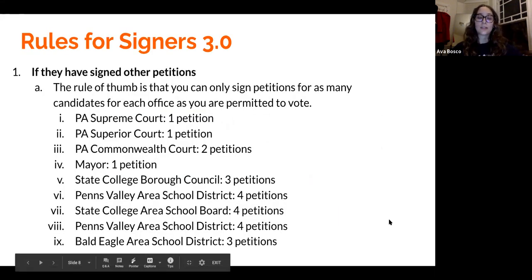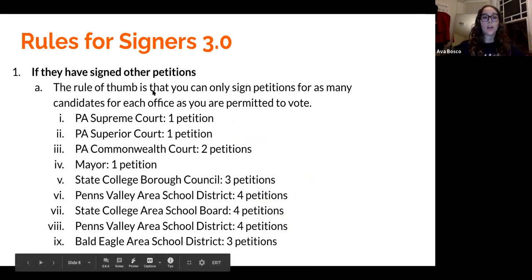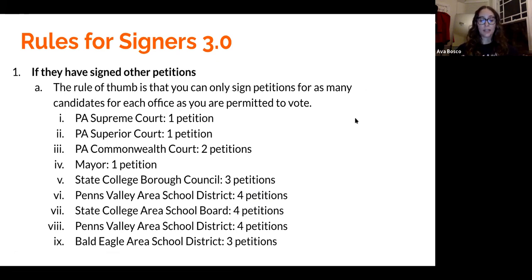And this is one of the last rules to keep in mind for signers: have they signed other petitions, and which ones? The rule of thumb is you can only sign petitions for as many candidates for each office as you are permitted to vote for. I have a number of examples here, and they will be on the back of a petition circulation guide, a one-pager, just so you have it on you, which I'll send in an email after this.